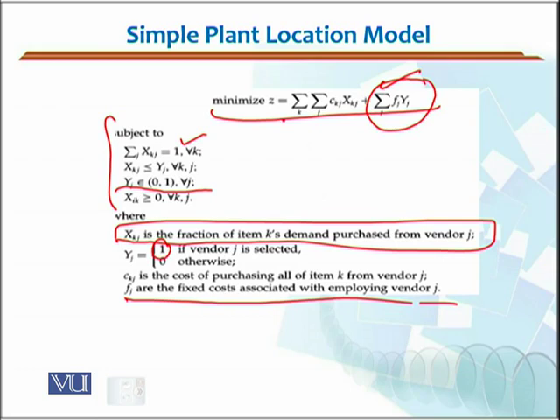So what is ckj? ckj is actually the cost of purchasing all items from some vendor. So it's the cost of purchase. What is x? x is the fraction of demand which is being satisfied by that vendor. What is f here? f is the fixed cost associated with that vendor, and if that vendor is selected, then y is 1. If that vendor is not selected, then y would be 0. So both parts are different from each other.